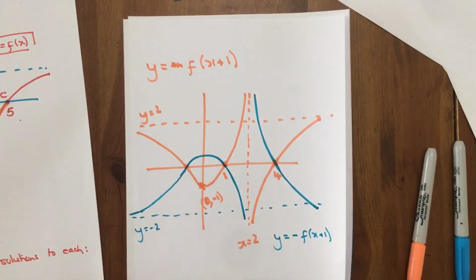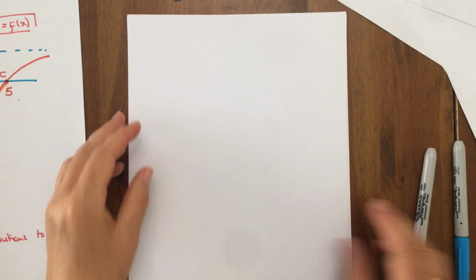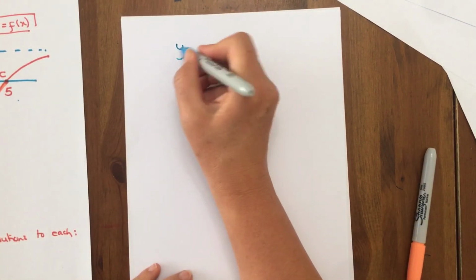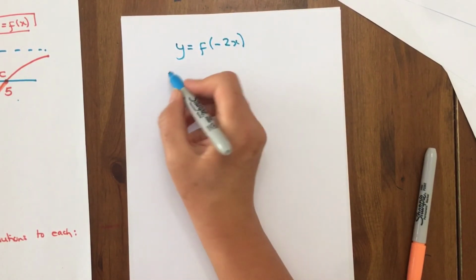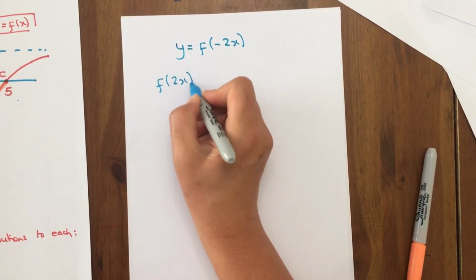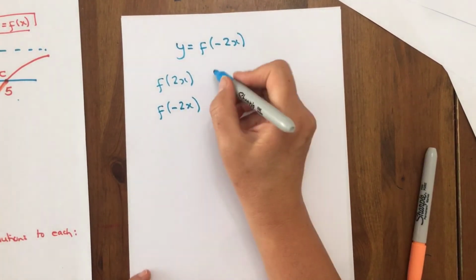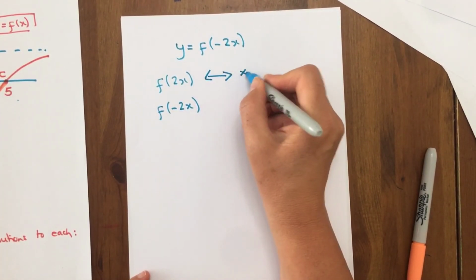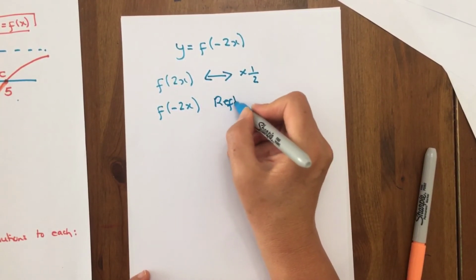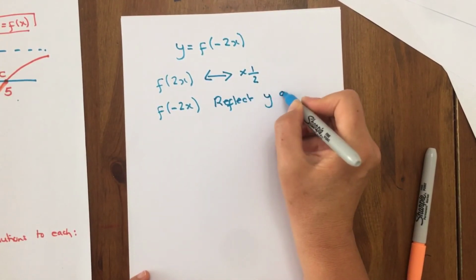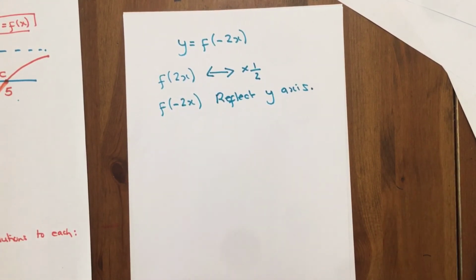And the last one I'm going to do for this video, I'm going to look at y equals f of minus 2x. Now I'm going to first of all look at f of 2x, and then I'm going to put the minus sign in. So f of 2x will be a stretch of scale factor a half horizontally, and the negative sign inside means reflect about the y-axis. Okay, so let's do the first bit. So let's just draw.